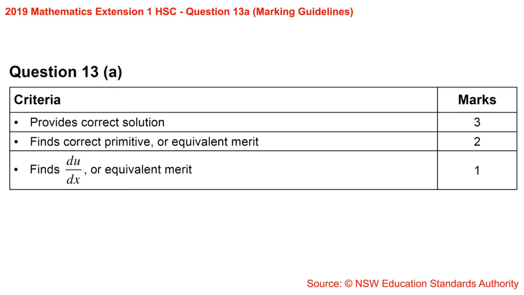Here are the marking guidelines for question 13a. For 1 mark, we have finds du dx or equivalent merit. For 2 marks, we have finds correct primitive or equivalent merit. And for 3 marks, we have provides correct solution.